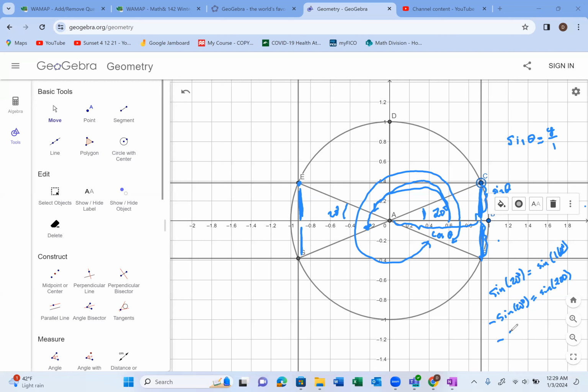So you've got minus the sine of 20 degrees is the same as the sine of, let's see, 360 take away 20, which would be 340 degrees. The sine of 340 is the same size as the sine of 20, but opposite in sign. And so what we have is a reference angle for those.